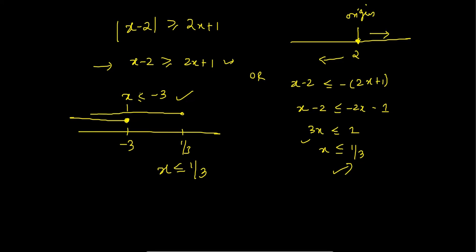Now the third method, squaring the inequality, meaning this is 2x plus 1 and if you square these, this approach is wrong. We cannot square on both sides until and unless we know that your RHS is positive or negative.